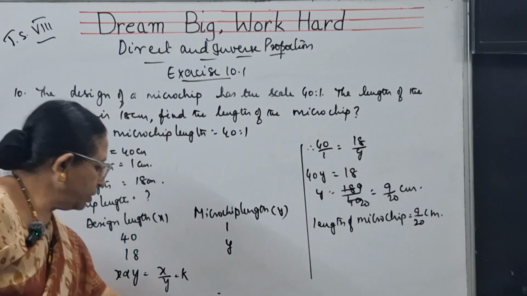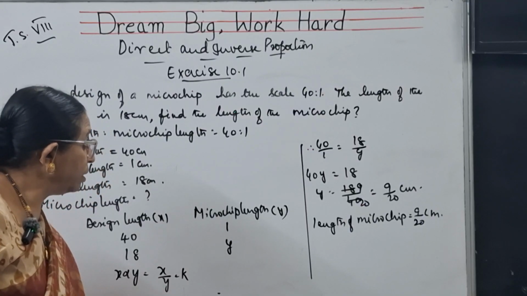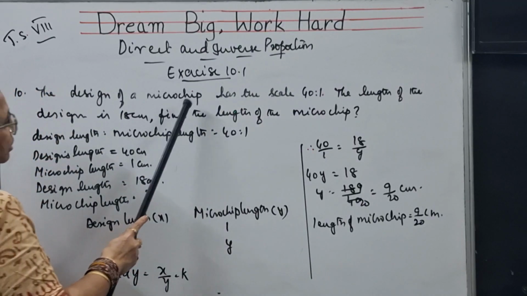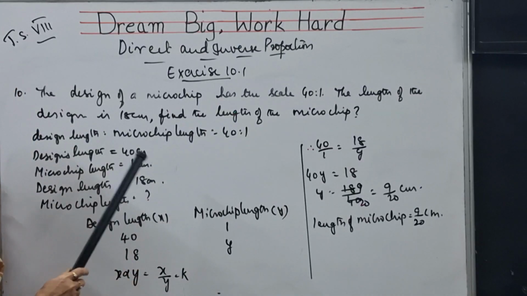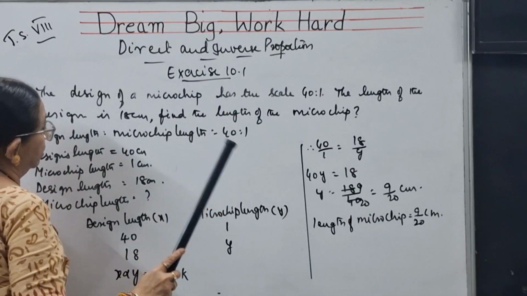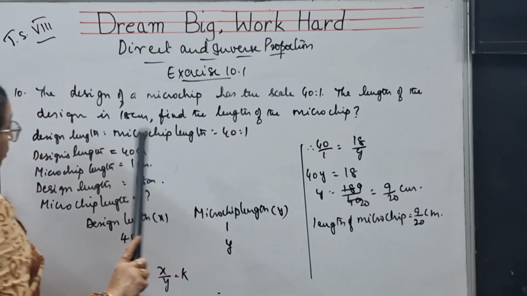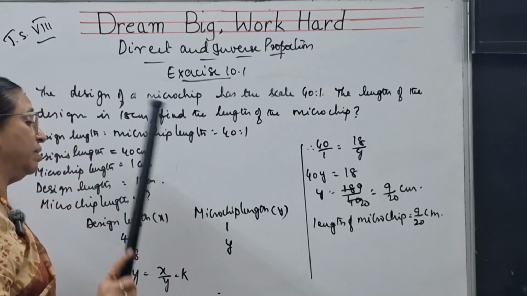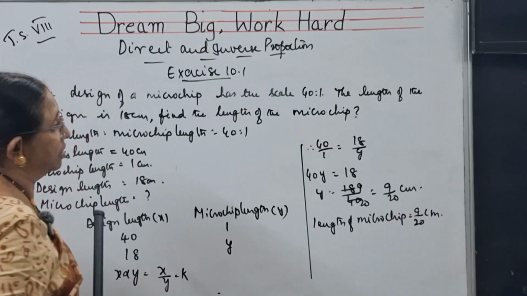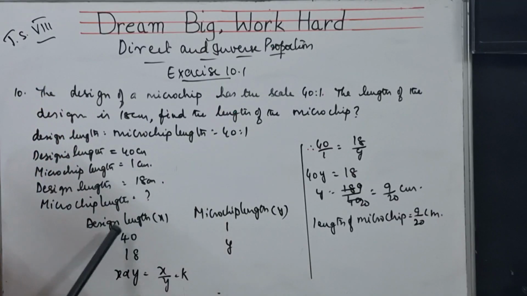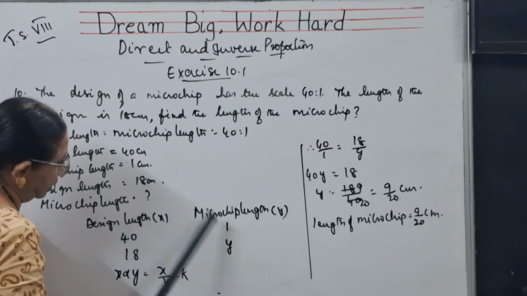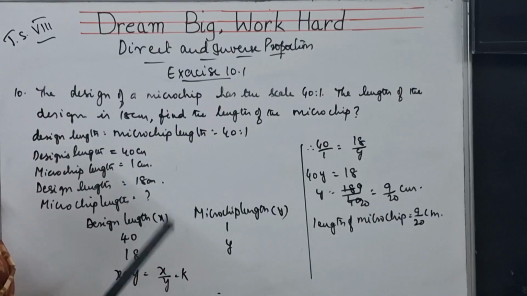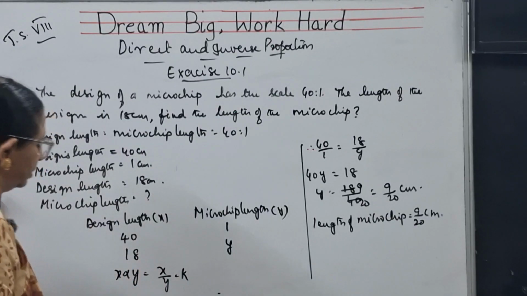So they have given you the ratio. The ratio is 40:1. Usually in a design the microchip is very small, so its design will be a little bit bigger. So if the microchip length is 1 centimeter, it is considered as 40 centimeters in the scale. So design length is 40 means original length is 1. Now design length is actually 18 centimeters, what is the original length?